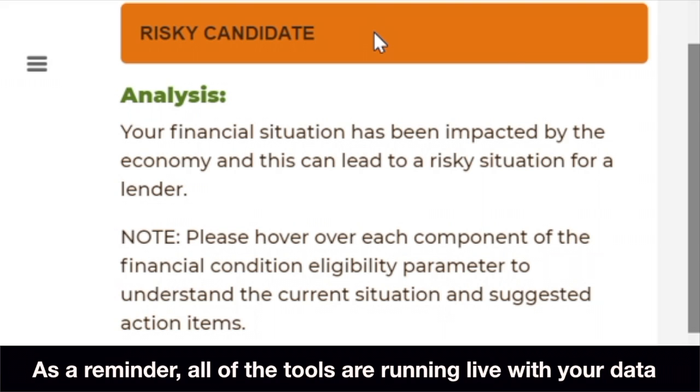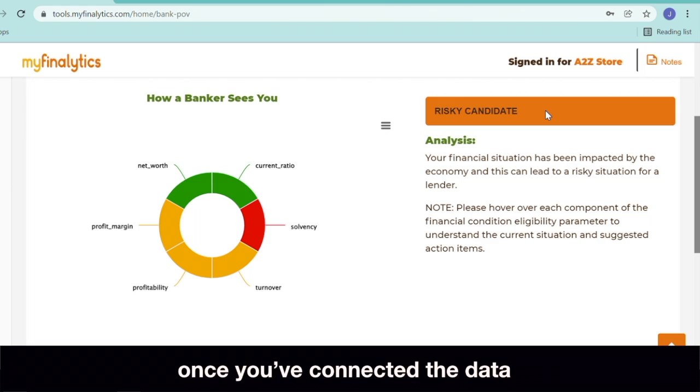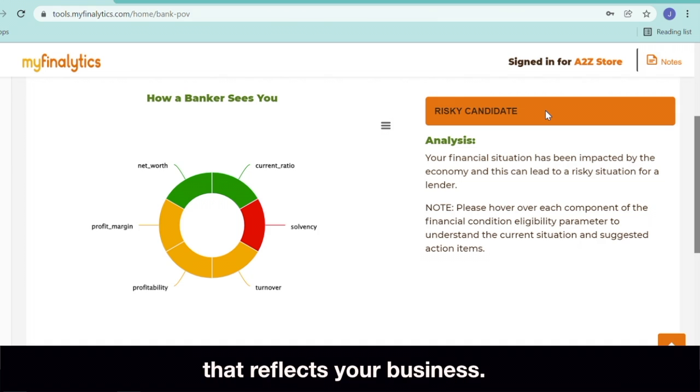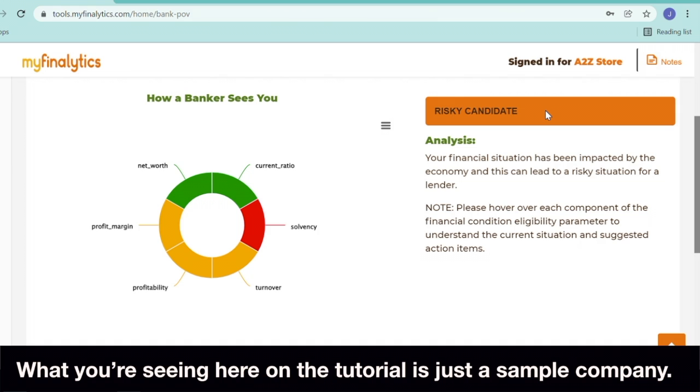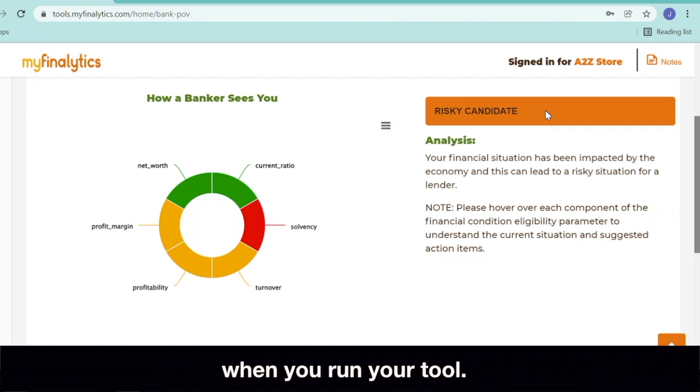As a reminder, all of the tools are running live with your data once you've connected the data. So every time you run a tool, you're going to get the outcome that reflects your business. What you're seeing here on the tutorials is just a sample company, and you're not going to see any of this output when you run your tool.